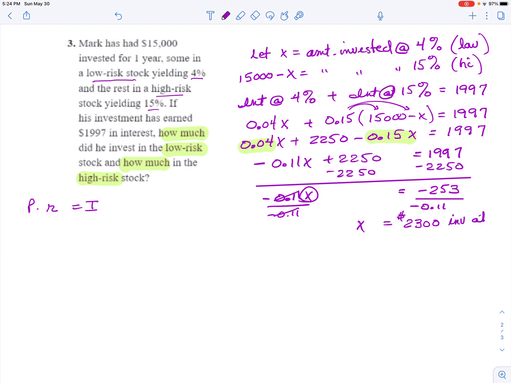Invested at 4%, and then 15,000 minus X, which is 15,000 minus this 2,300, which turned out to be 12,700, is the amount invested, excuse me, at 15%. So this was the high-risk stock, and the other one is the low-risk stock.